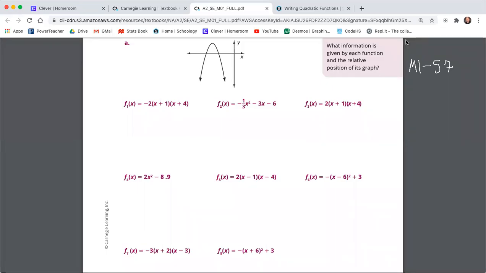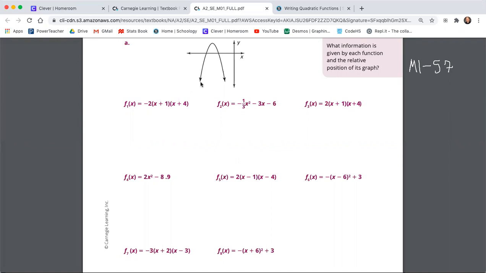All right, hey everybody. I am working in a textbook today. We're doing activity 4.2 on page M1-57. What we're going to be doing is looking at functions and trying to see what function rule matches our graph. The first thing I would do when I approach this problem is look at the concavity.